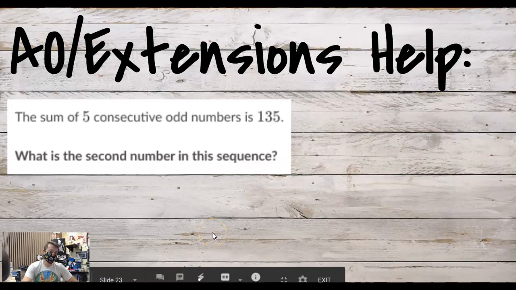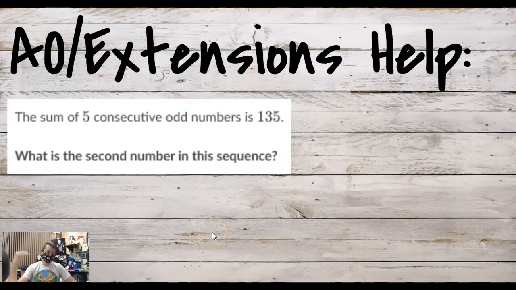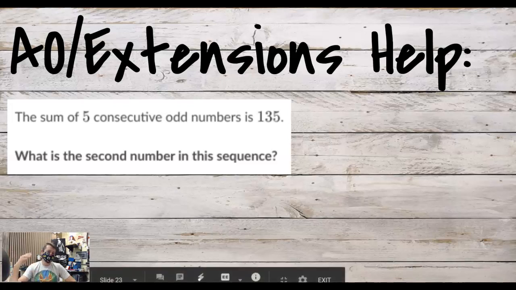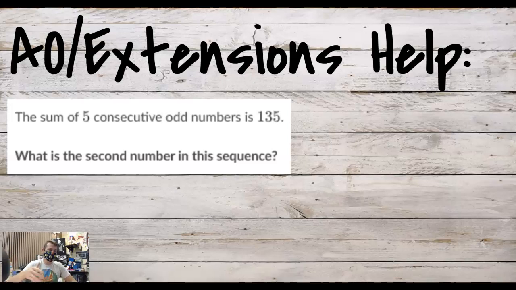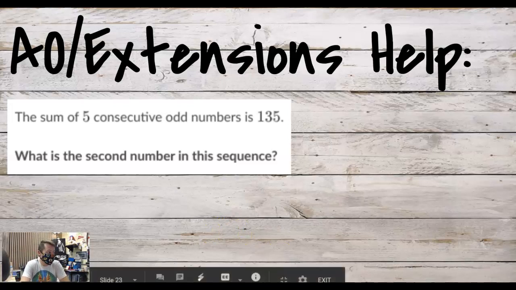Earlier, another student, a classmate of yours, and I were walking through this problem, solving it together. I really thought we were right, and then I reread the problem and saw the word odd. That changes everything. Consecutive integers would just be add 1, add 2, add 3, add 4. But consecutive odd integers changes everything.